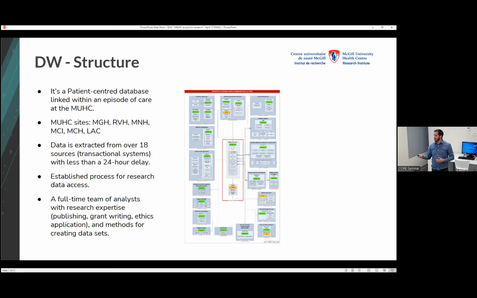The structure is a patient-centered database linked within an episode of care at the MUHC, across all of these MUHC sites. Data is extracted from over 18 sources. There are transactional systems with less than 24 hours delay between the creation of the data and its incorporation in the data warehouse. There is an established process for research data access that is already working, and a full team of analysts with research expertise, publishing, grant writing, ethics applications, and methods to create those data sets.